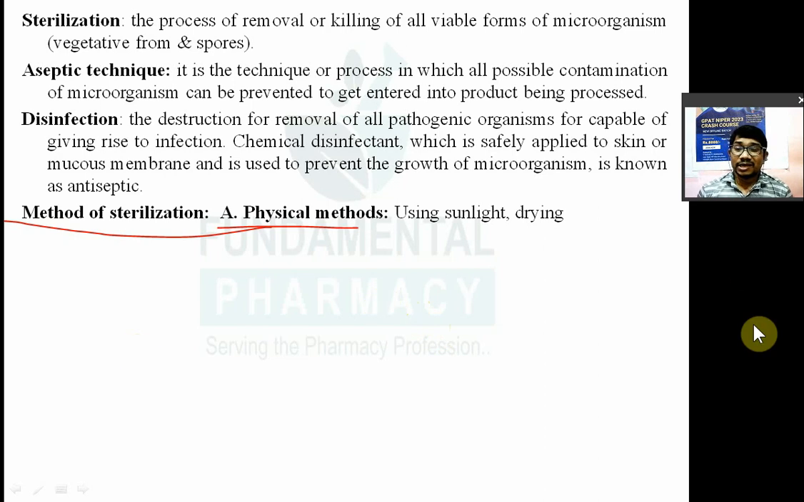So that is a physical method. आप जो है ना धूप में रखते हो आपका अनाज, क्यों? For the sterilization. So physical method, right?